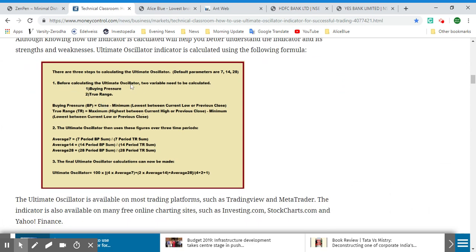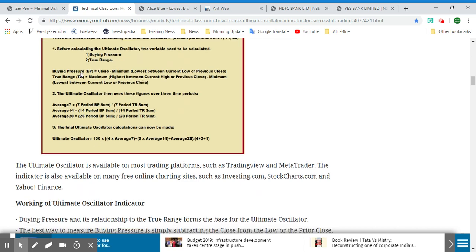Now, before calculating the ultimate oscillator, two variables need to be calculated, the buying pressure and the true range. The buying pressure is the closing price minus the minimum of the lowest between current low or the previous low. Then you need to calculate the true range, which is the maximum between the highest between current high or the previous close minus the minimum, that is the lowest between current low or previous close. Then the ultimate oscillator uses these figures over three time periods, the 7 period, 14 period, and 28 period. The ultimate oscillator's formula is also given.